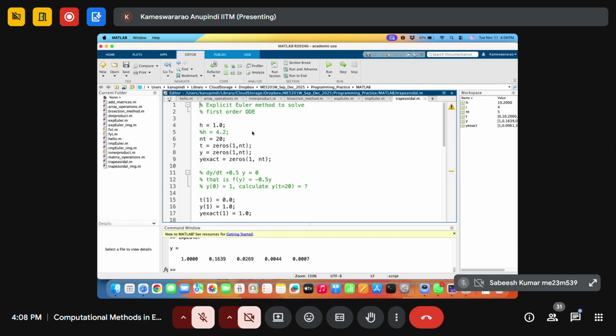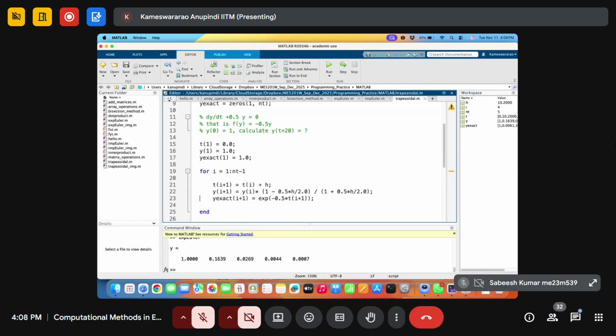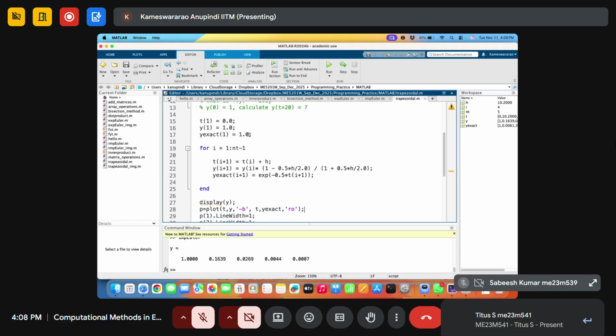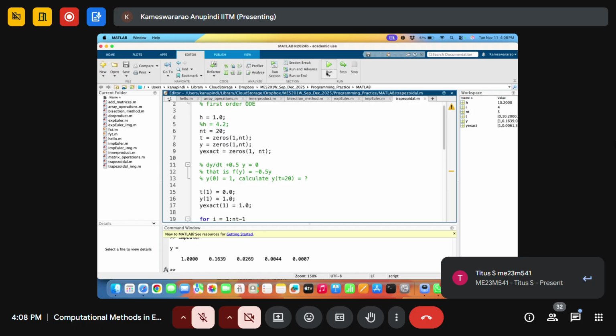Okay, so again we have pretty much the same code here, except for the line where y(i+1) is calculated. As you recall, y(n+1) equals yn times (1 plus lambda h by 2) divided by (1 minus lambda h by 2). And in this case, our lambda itself is minus 0.5. As a result, we got 1 minus 0.5h by 2 in the numerator and 1 plus 0.5h divided by 2 in the denominator. So the rest of the code is the same. So I'm going to again run this for 20 steps and then see how the result is going to be.